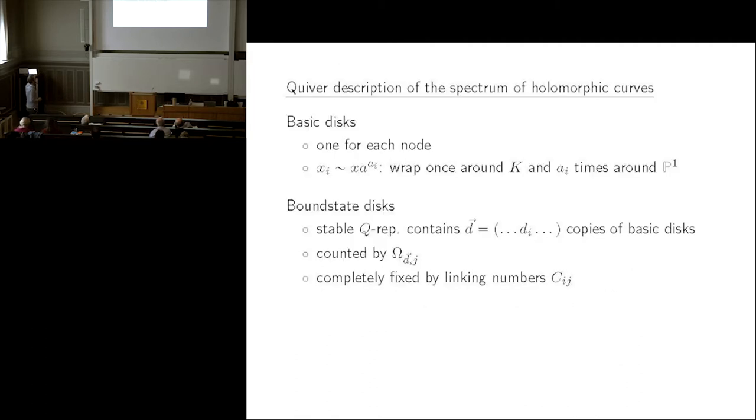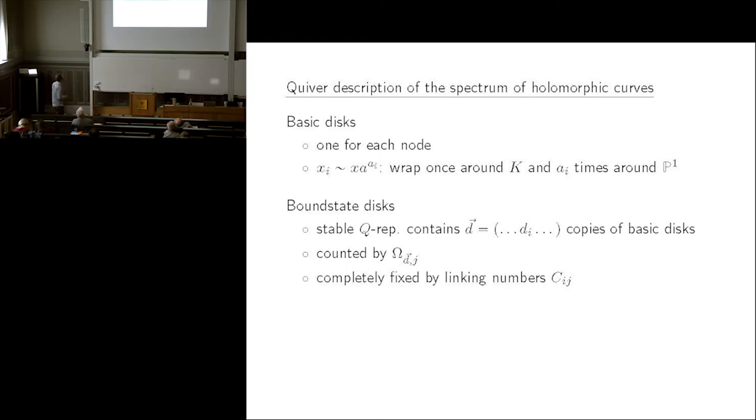So far, we've seen that there is a quiver description for the spectrum of holomorphic curves. This description includes, first of all, a finite set of basic disks. There is one disk for each node in the quiver. This change of variables is telling you that each disk is wrapping once around the knot, and this number of times around the P1 in the conifold. And the rest of the spectrum of holomorphic disks arises as stable quiver representations, labeled by some dimension vector that keeps track of how many copies of each basic disk there are in each bound state. The number of bound states is counted by the motivic DT invariants. And perhaps what's a bit surprising is that this whole spectrum is completely encoded just by the linking numbers of the boundaries of the basic disks.